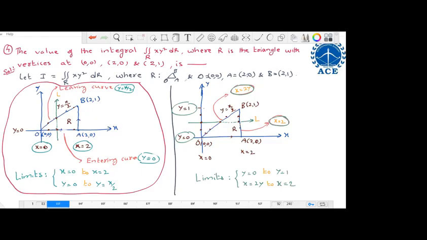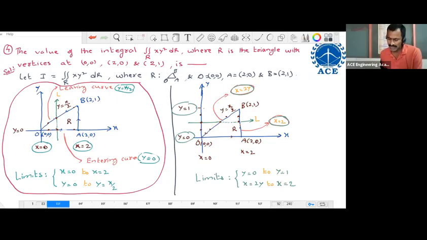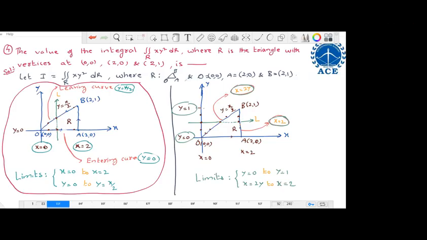Sir, here, right side below corner, here you take x is equals to 2. Why didn't you take x is equals to 0 to x is equals to 2y? Second diagram, line is parallel to x-axis. Yeah, sir, right.